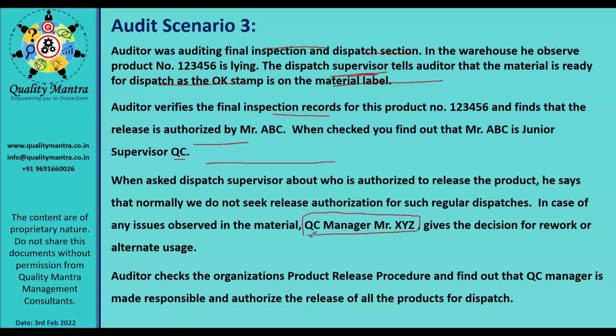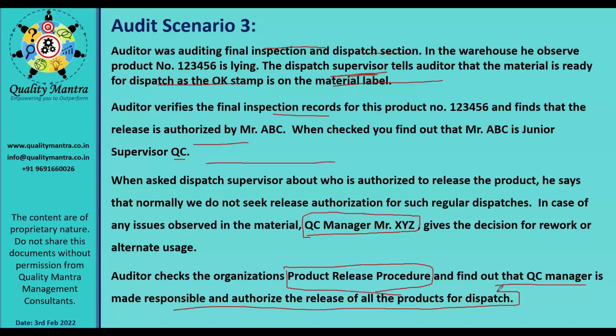So the release of the product by the quality manager is a planned arrangement, because in the product release procedure that the organization has made, they must have written so many things, where to check, at which stage the material will be checked, what all they will do. All these things must have been written there. At the same time, in the same procedure it was also written that QC manager is made responsible and authorized to release the product, release of all products for dispatch.